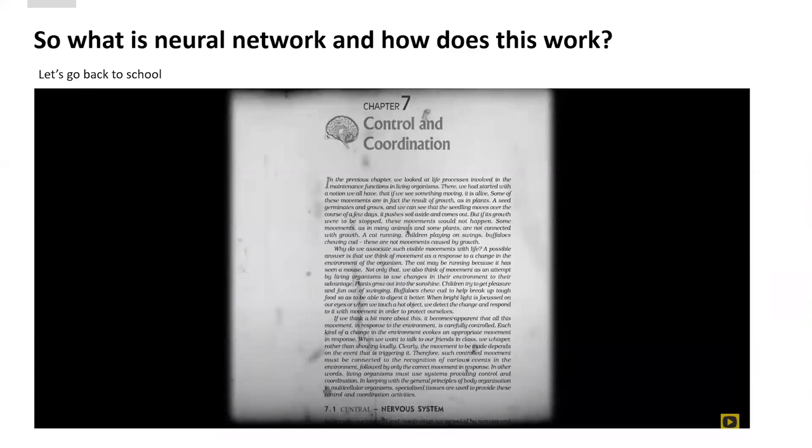Now, what is a neural network and how does it work? If you go back to your school and go through the chapter on control and coordination, you will see that we have already learned about the nervous system. And as I said, the nervous system is created with billions of neurons, right? And these billions of neurons coordinate among your brain and your central nervous system. So there are thousands and millions and billions of these neurons working together to send signals to each other. And based on that, our human brain is able to take a collective decision, right? So this is what a neural network is.